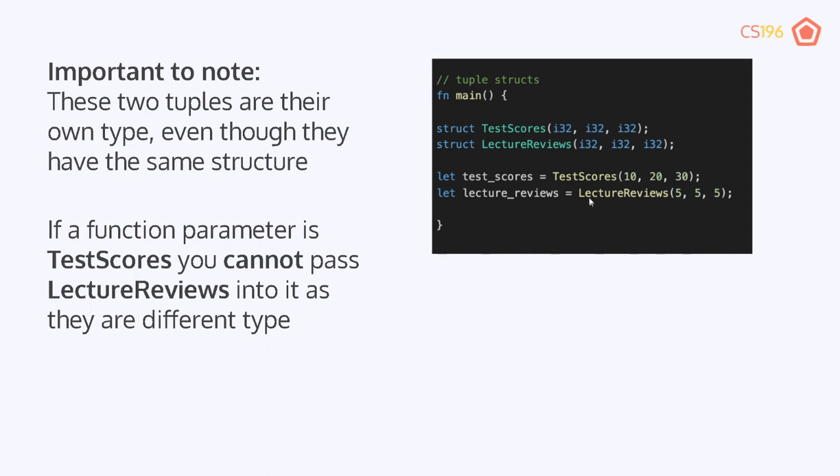And one thing to keep in mind is even though internally these two structs are the exact same, being 3 ints in a row, they are not the same data type. And your compiler and your program knows they're not the same data type. And so if you have some function, for example, that expects test scores and it gets lecture reviews, it's going to yell at you because you passed it the wrong data type, right?